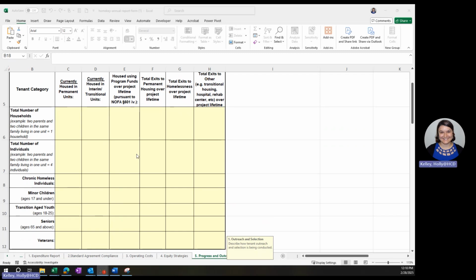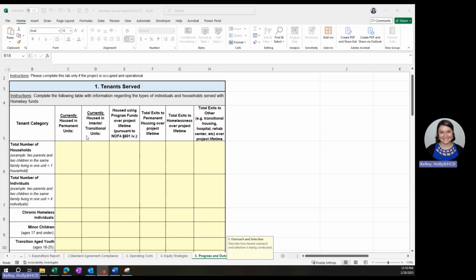It is important to note that while the first two columns ask for present-day numbers on how many tenants are currently housed in units, columns E through H ask for the total number of individuals or households served in each category over the project lifetime. This means from the time when your project first opened to the point at which you are filling out this report, even if those events occurred before and after the calendar year for which you are reporting.